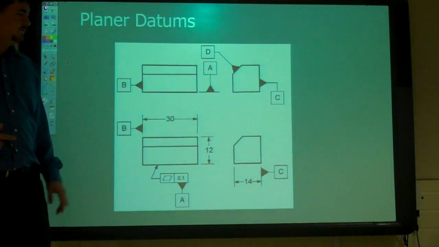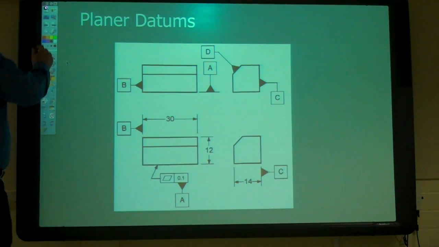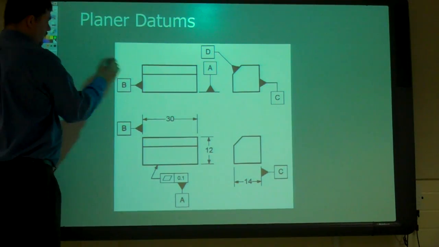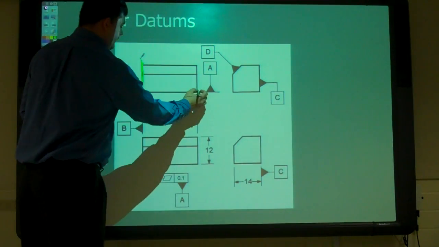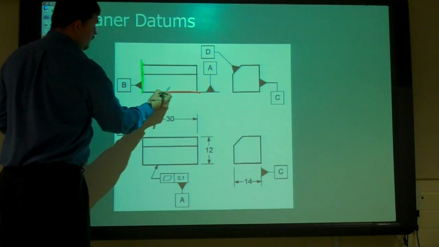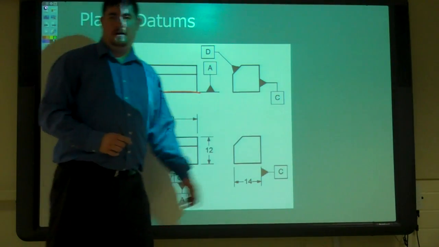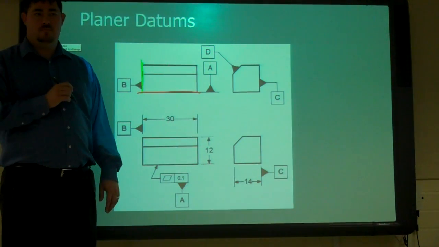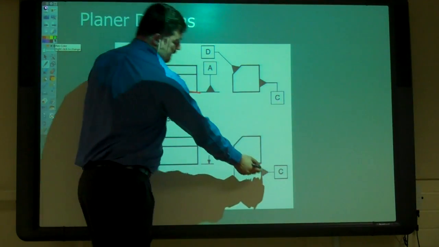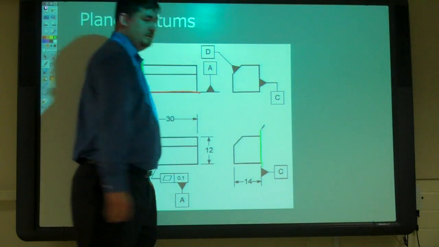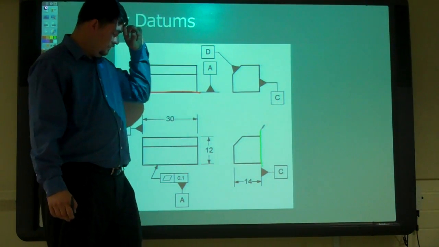So we can put these all here. This one is defining this surface as a datum. Right here, that's B, that's the datum. A is defining the bottom. What's C defining as datum? Just that face. It's on the line, so we just bring it straight up.